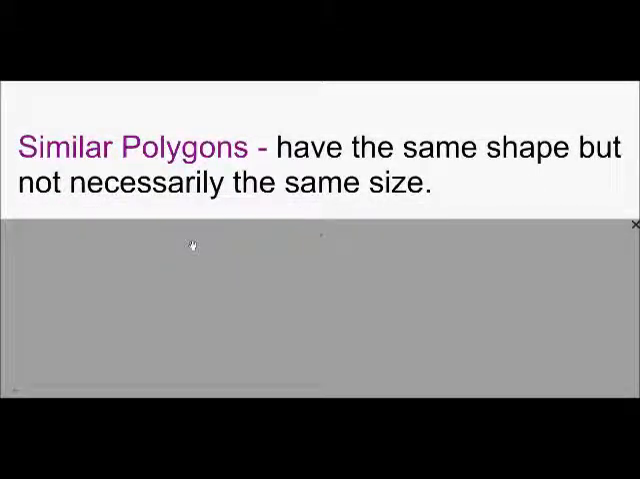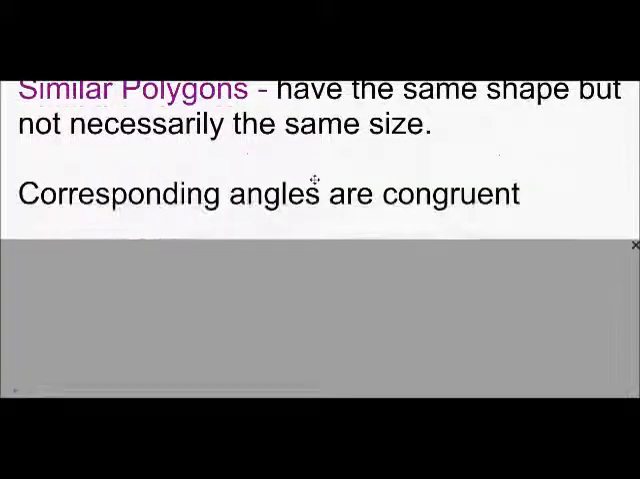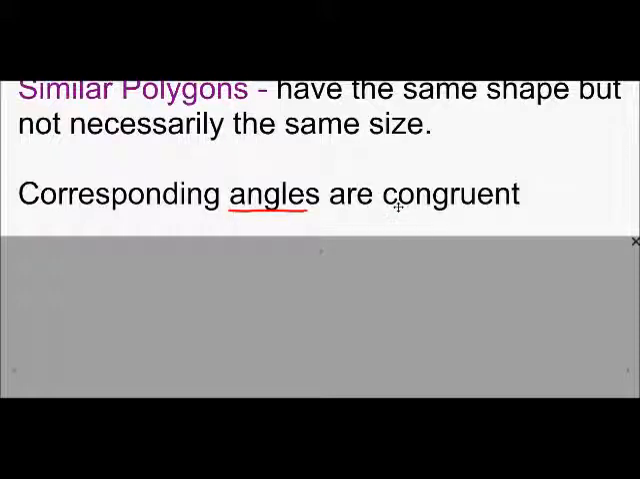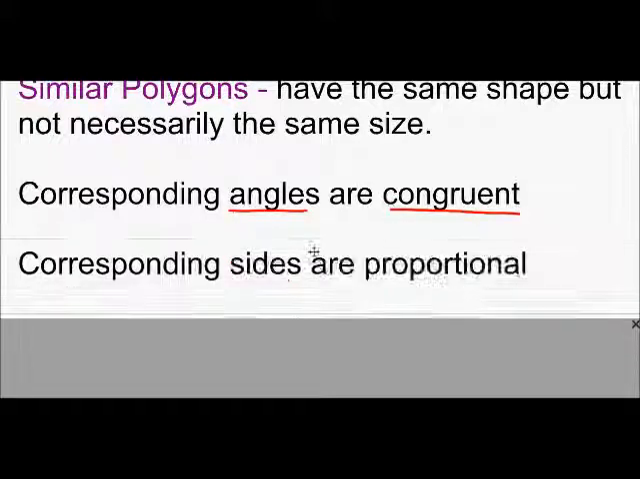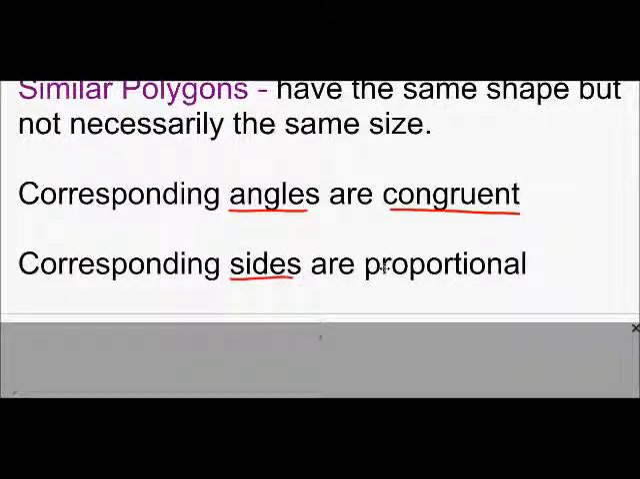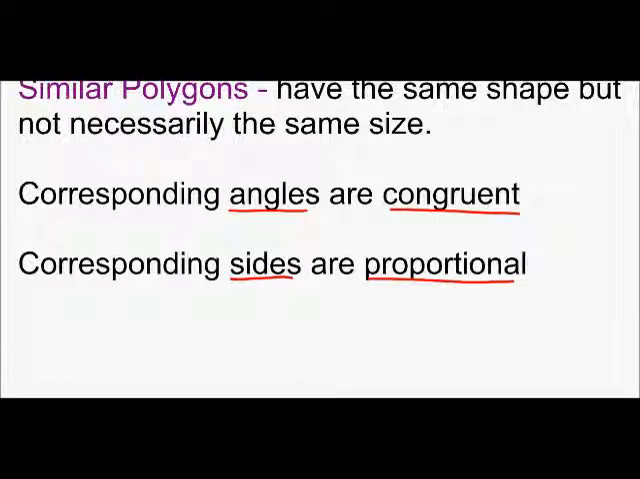Similar polygons. So we're changing gears slightly, but not entirely. You'll see in a second. Similar polygons have the same shape, but not necessarily the same size. This is how they're different from congruent polygons, so congruent polygons would have the same size. Similar polygons may or may not. In similar polygons, the corresponding angles are congruent and the corresponding sides are proportional. So angles are congruent, sides are proportional.